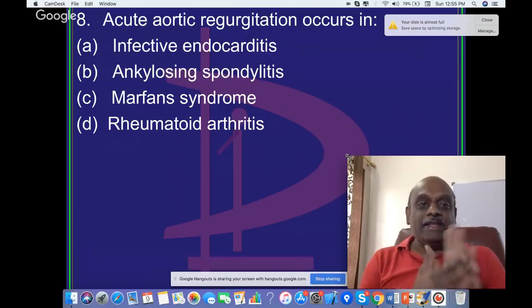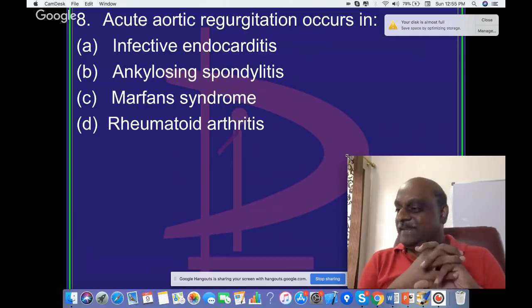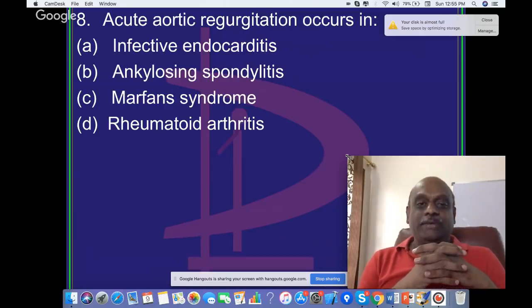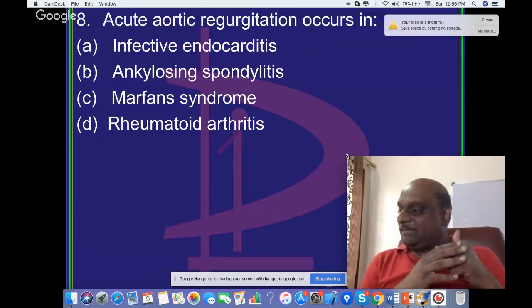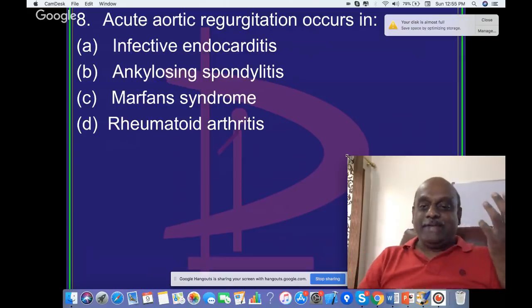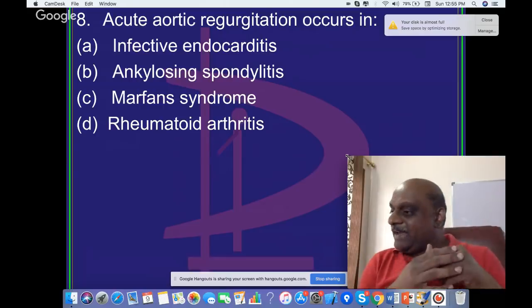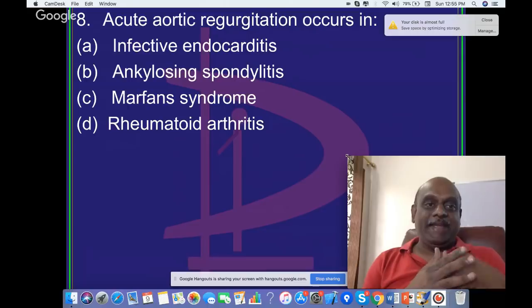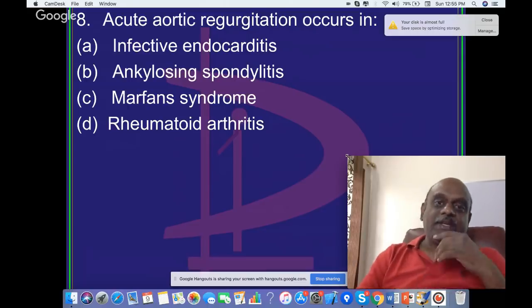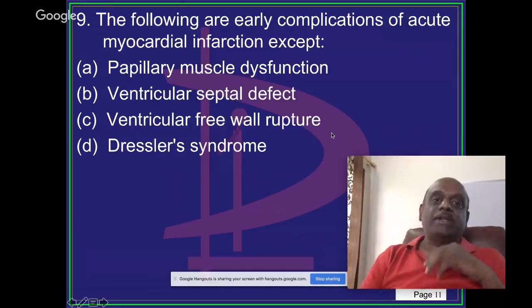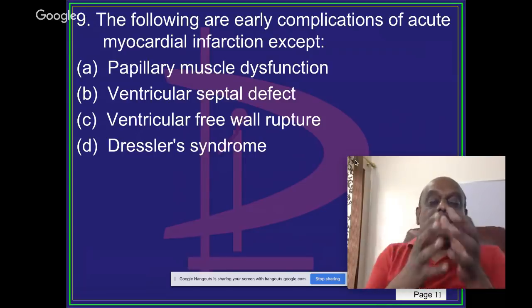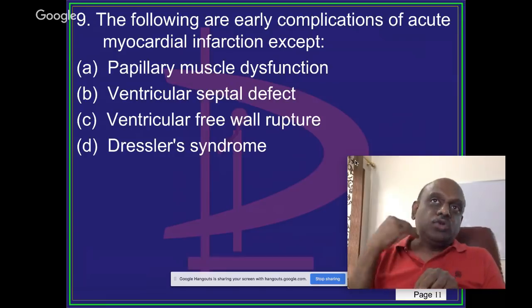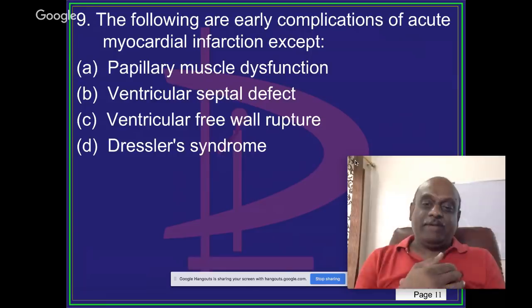Ravi is proposing ankylosing spondylitis, but it's a chronic aortic regurgitation. Then I can see Sean Chaco is proposing Marfan. Ritvik is also saying Marfan. Dasari also. Why don't you think acute pathology leading to infective endocarditis? Absolutely. It is the infective endocarditis which is responsible for the acute aortic regurgitation is what you need to remember. Now, what are the early complications of acute MI? All of these, except one complication, occur after 2 to 3 weeks after the myocardial infarction. So which is that complication which occurs after 2 to 3 weeks is my question to all of you.